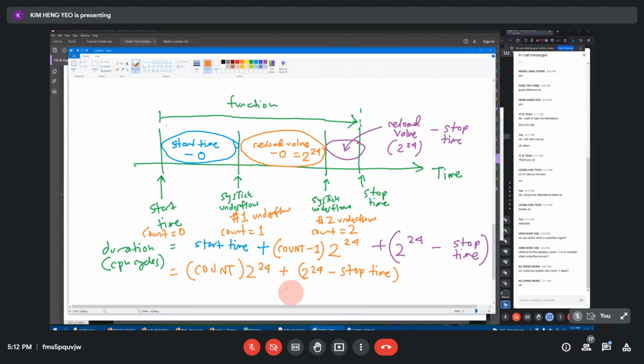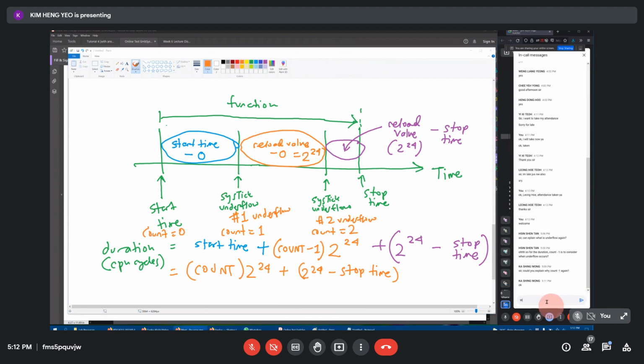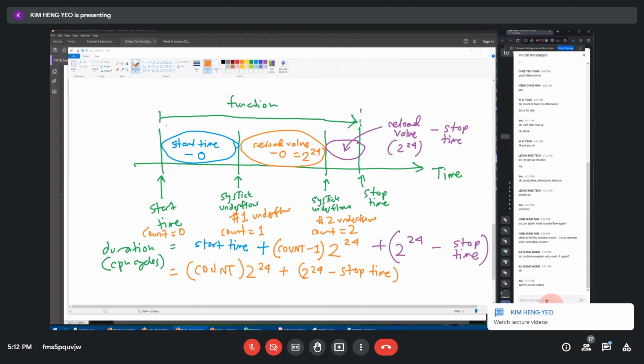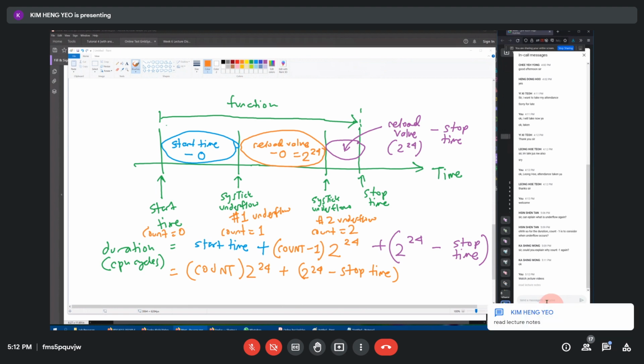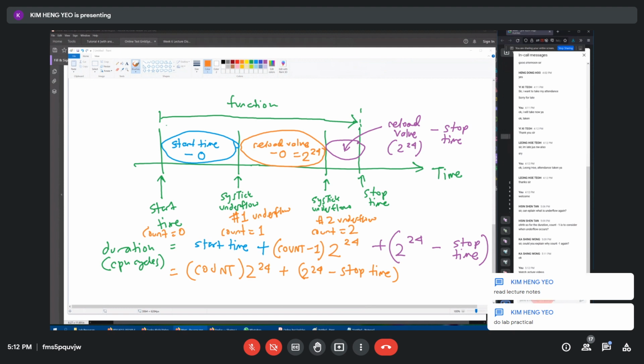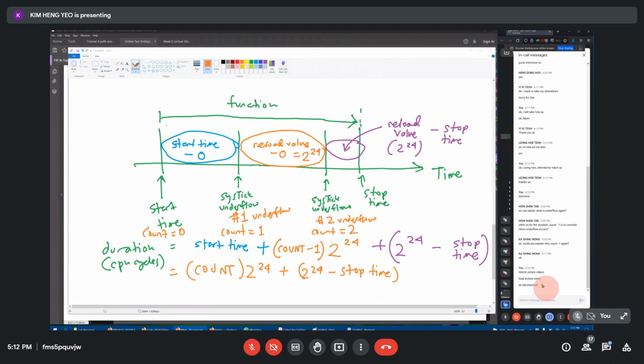And how do you study? Just watch all the lecture videos, read all the lecture notes, and understand everything. Do your lab practical. Just 3 things. Number 1, watch the lecture videos. Number 2, read the lecture notes. And number 3, do your lab practical. Just do these 3 things. Watch all your lecture videos, read all your lecture notes, and do all your lab practicals. Make sure you understand everything, and you are prepared to answer the final exam questions.